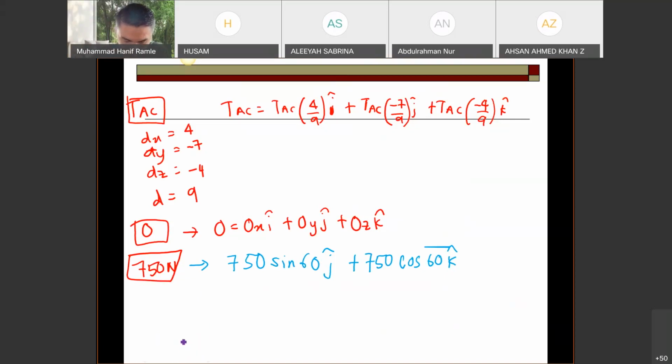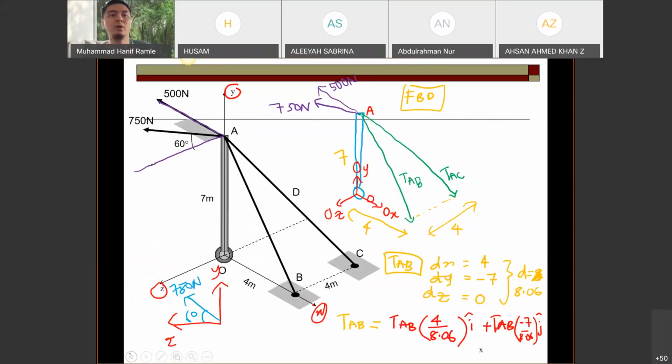The last one for the forces is 500 Newton. So how about 500 Newton? How many components are there? Only one. Minus 500 I.